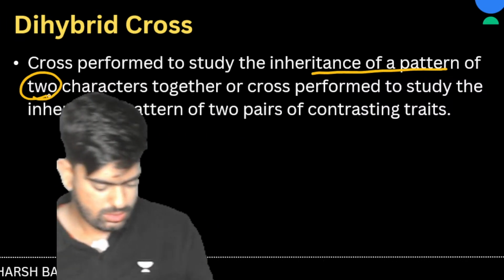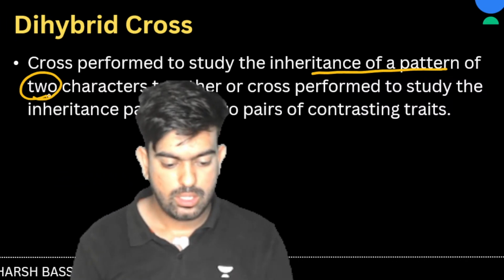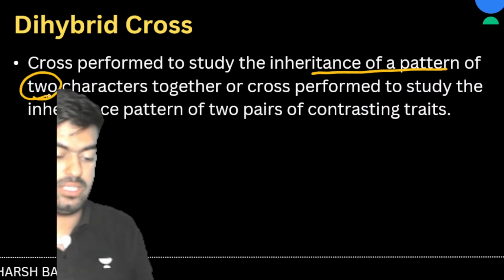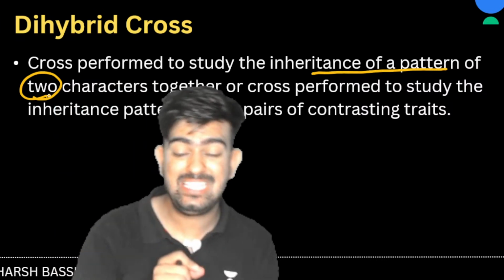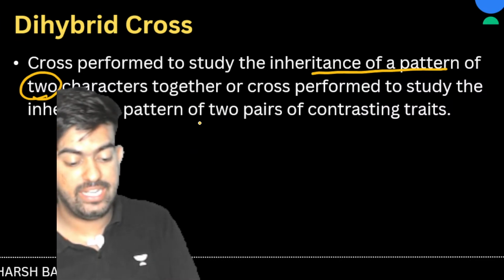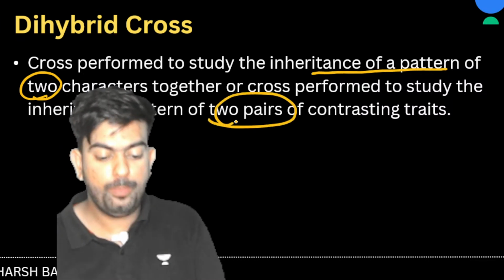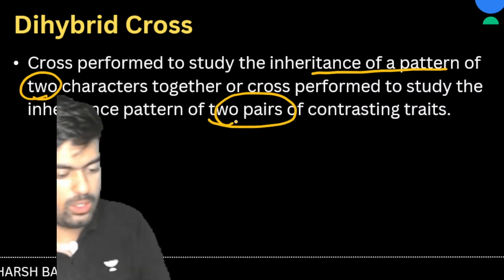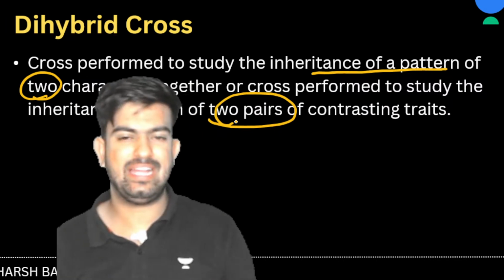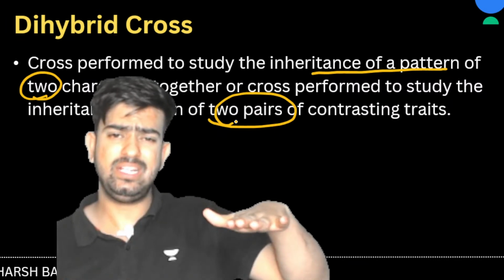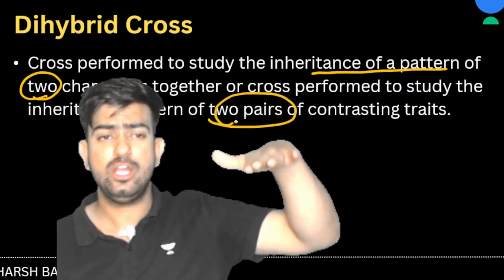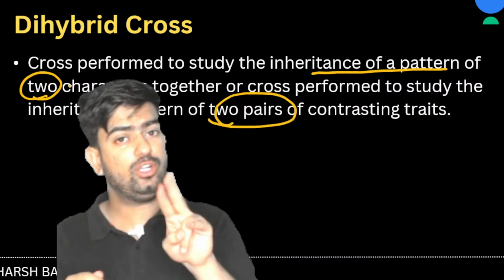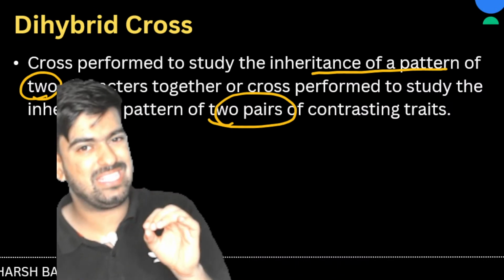Cross performed to study the inheritance pattern of 2 characters together. Or can I say, a cross performed to study the inheritance of 2 pairs of contrasting characters. Clear? 2 pairs of contrasting characters means what? Let's suppose we are talking about plant height. One will be a tall plant, the other will be a short plant. So we are talking about 2 pairs of contrasting characters.